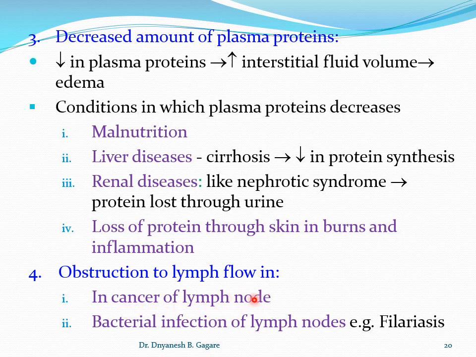If there is cancer in the lymph node, it also creates the back pressure. Then there are bacterial infections of lymph nodes, for example filariasis. Here also there is a tremendous swelling of the tissue, and it leads to edema. So here the drainage is not proper and back pressure is created, fluid remains there in the interstitium, and that swelling is called edema.